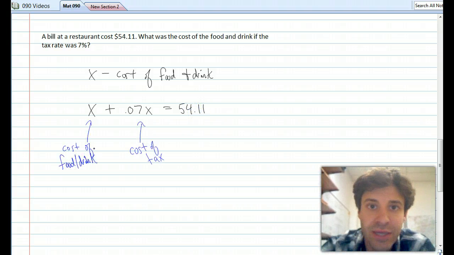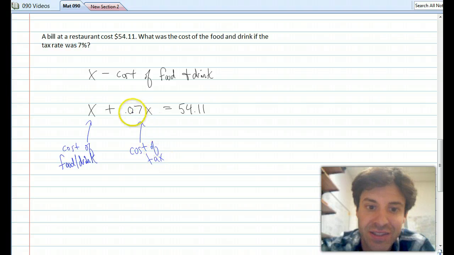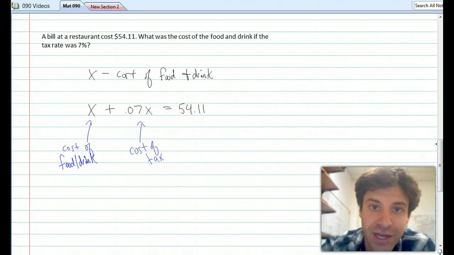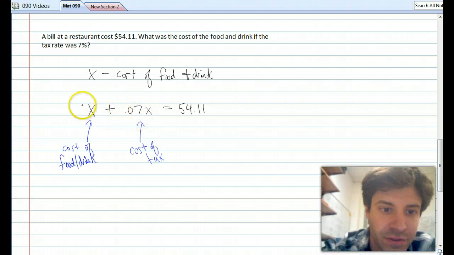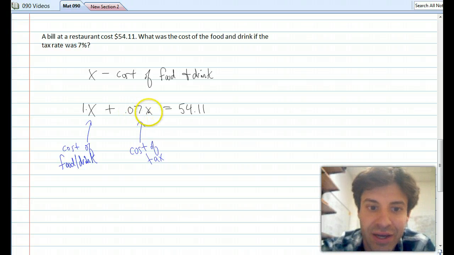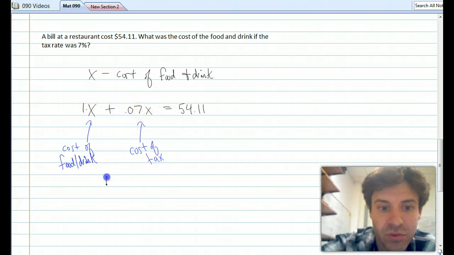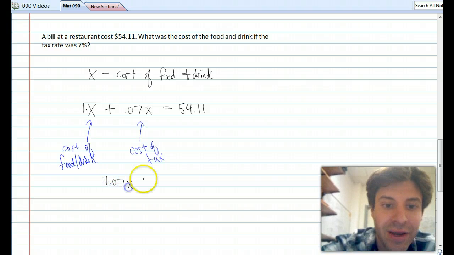All of that is going to add up to $54.11. So if we're going to label what these two pieces are, we have the cost of the food and drink, that's x. We named that x. We have the cost of tax, and that's 7% of the cost of food and drink. Add those two things together and you should get your total bill. So the question is, how do we solve for x now? Well, we have an x in each one of these two terms. This first x is a 1x. The second term is a 0.07x. So you can actually combine these two terms together by adding 1 plus 0.07. That's going to give you 1.07x.